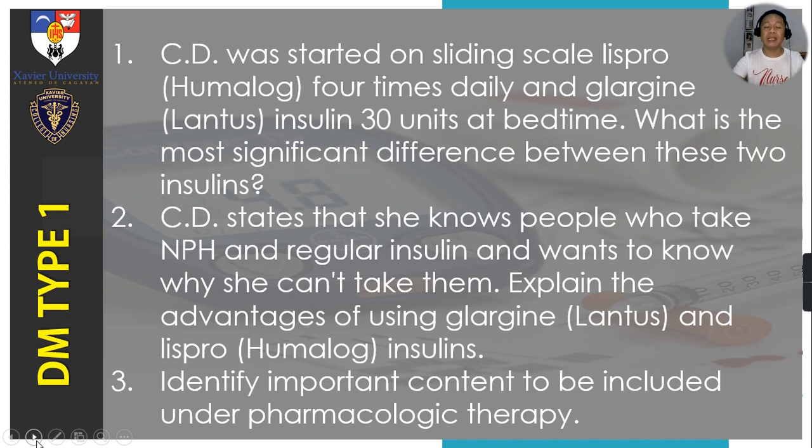Number 2. CD states that she knows people who take NPH and regular insulin and wants to know why she can't take them. Explain the advantages of using Glargine or Lantus and Lispro or Humalog insulins.